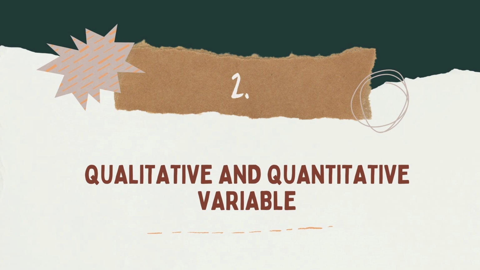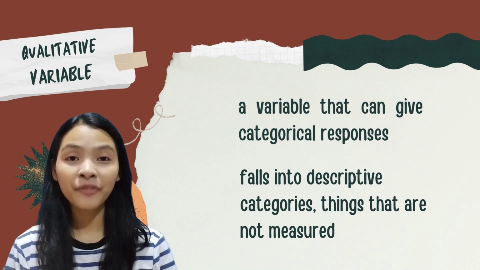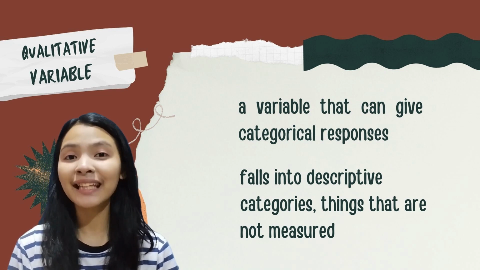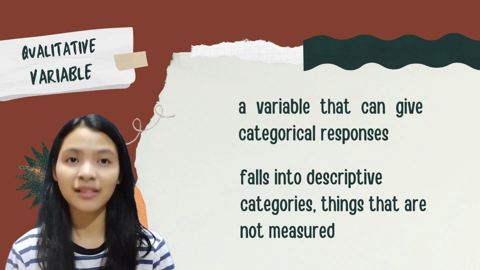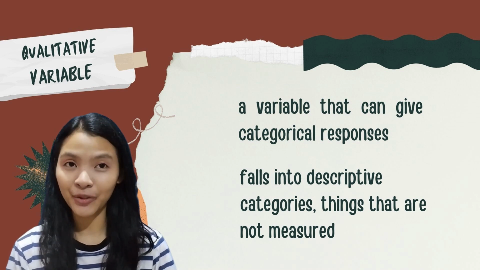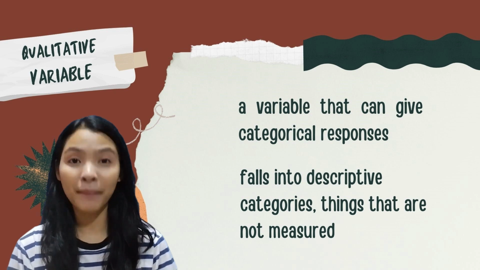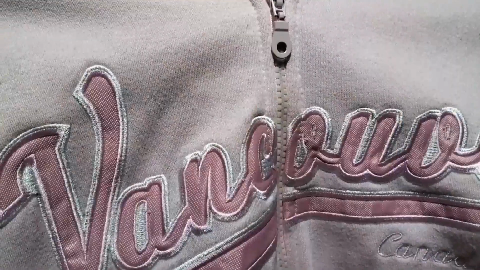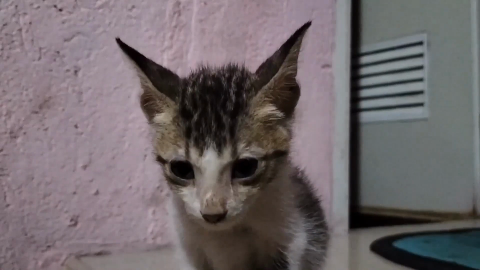Now, the second ones are the qualitative and quantitative variable. First is the qualitative. So, it is a variable that can give categorical responses. It falls into descriptive categories, things that are not measured. Examples of qualitative variables are brand of jeans, color of a jacket, breed of a cat.